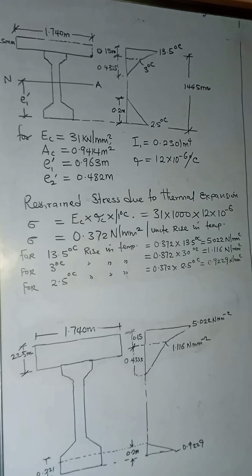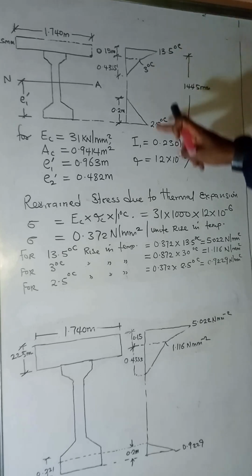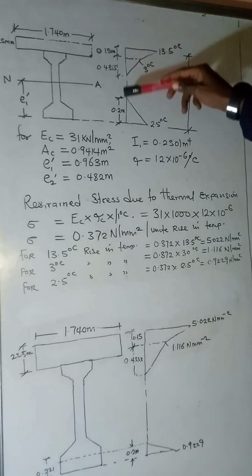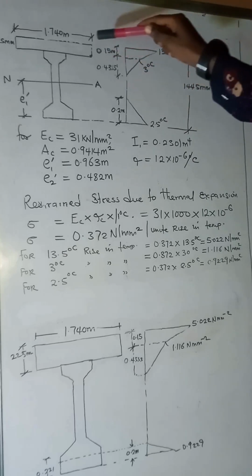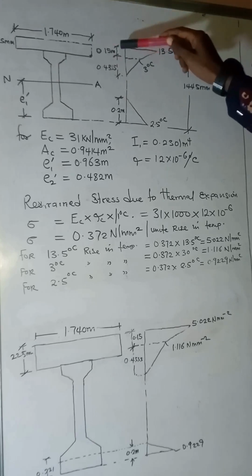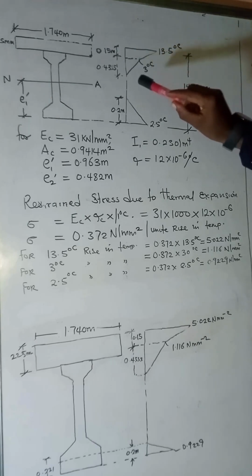All right, so having looked at the values we obtained from the code, we are going to carry out the design considering the temperature rises from the data we took from the code: 13.5 degrees Celsius, 3 degrees Celsius, and 2.5 degrees Celsius. We lay out the temperature variation according to the distances from the code. You can see from the top of the deck to a distance of about 0.15 according to the code, that is where we have a temperature of 3 degrees Celsius.